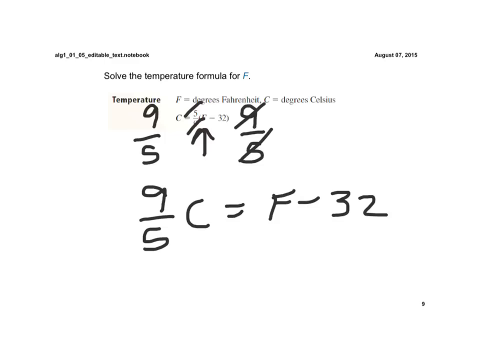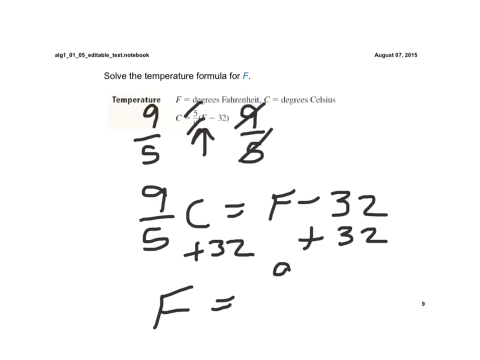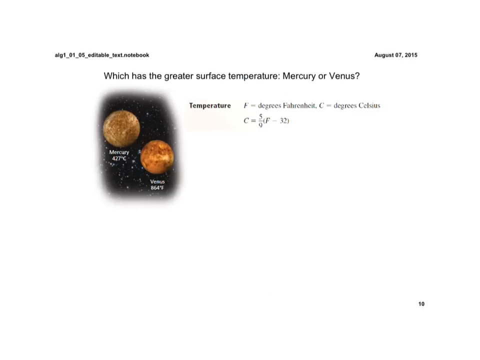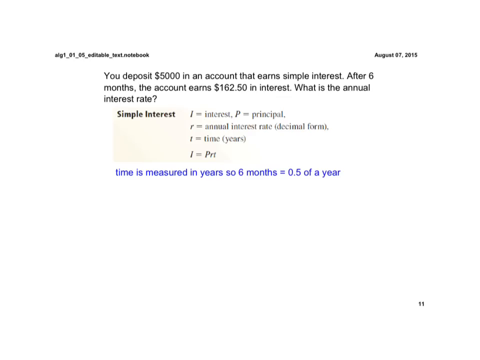And now to solve for F, we would add 32. And again, those aren't like terms. So now we have the Fahrenheit temperature would equal 9/5 times the Celsius temperature plus we would have to add 32 degrees. Again, here's just another one. And we would substitute these values in, and we're not going to worry about that.